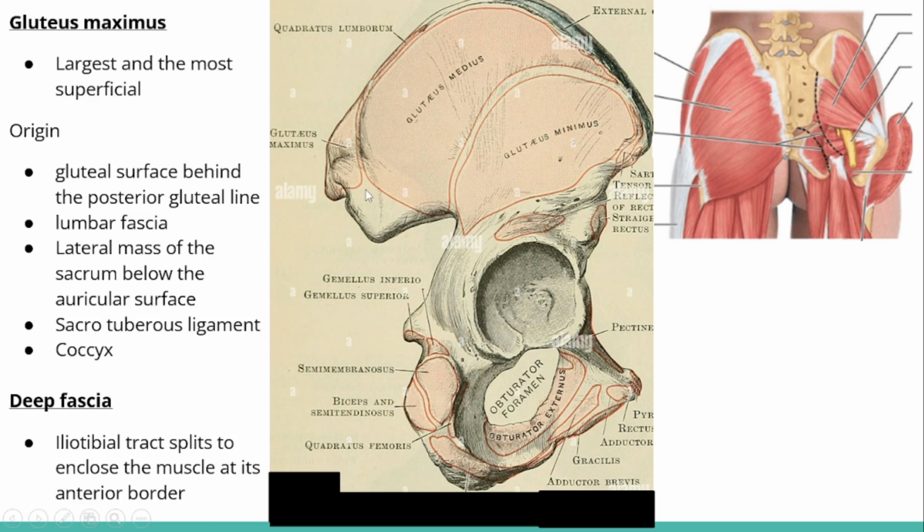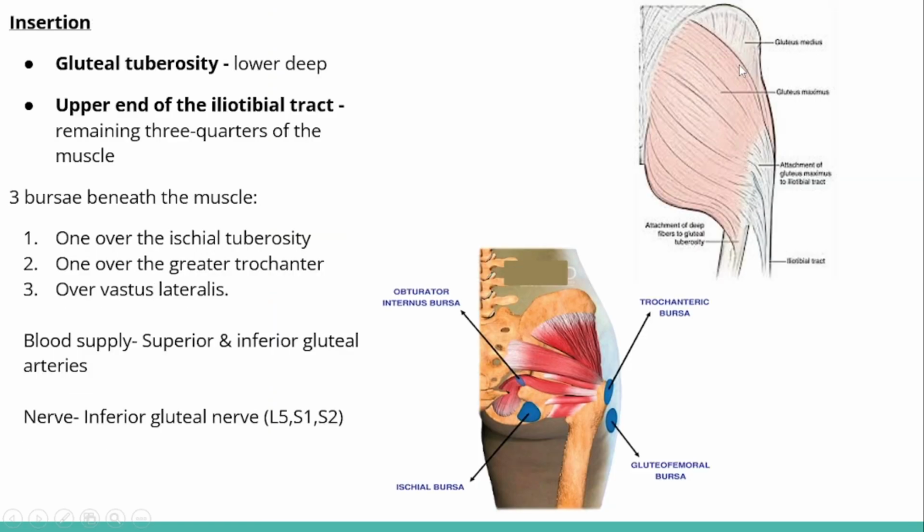The gluteus maximus muscle originates from the gluteal surface behind the posterior gluteal line, and also from the lumbar fascia, the lateral mass of the sacrum below the auricular surface, the sacrotuberous ligament, and also the coccyx. At the anterior border of this muscle, the iliotibial tract splits to enclose the muscle, and the layer beneath the muscle is the thickest. Gluteus maximus muscle inserts into 2 places.